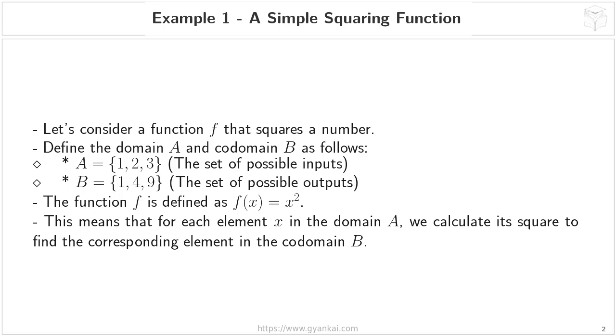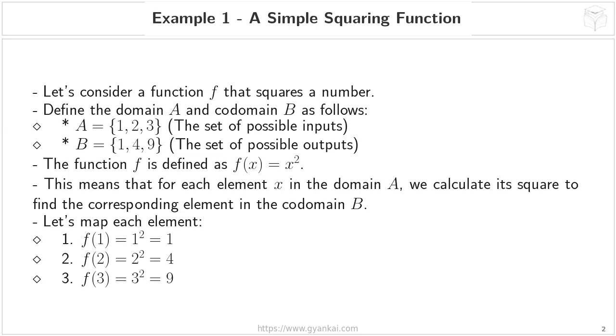Now here's the rule for our function f. We write it as f of x equals x squared. That means, for any number x that we input, we multiply it by itself to get the output. Let's see how this works step by step. If we input 1, that is, if x equals 1, then f of 1 is 1 squared, which equals 1. So the input 1 maps to the output 1.